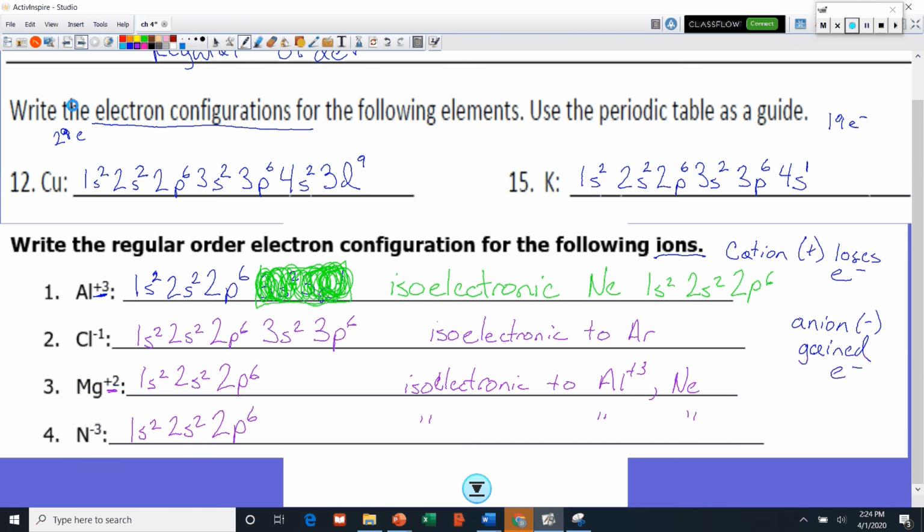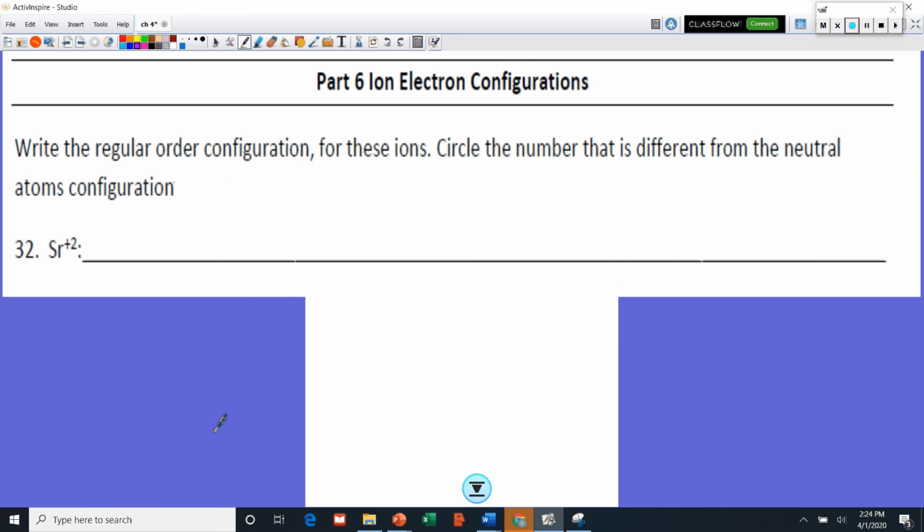All right, so again, go ahead and do number 32. This is just another one that's an ion. Strontium's just a little bit further down on the periodic table, and you can see some things that change.